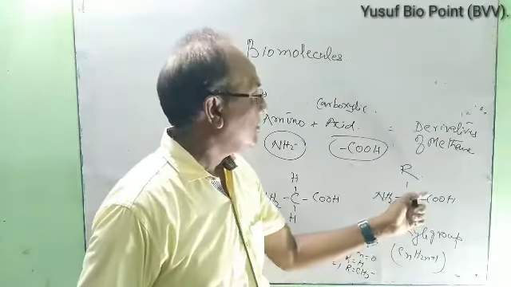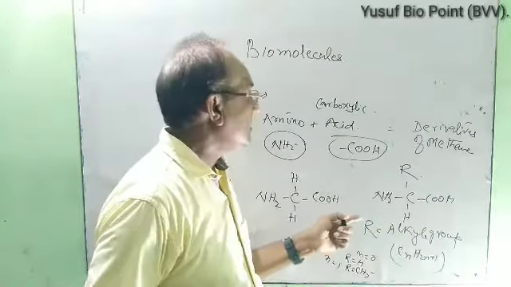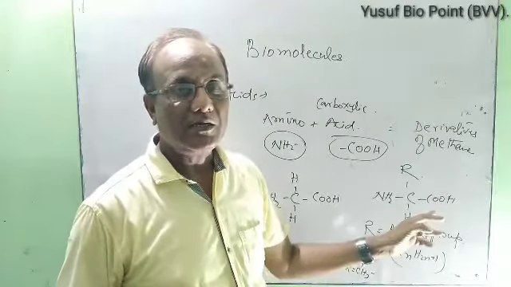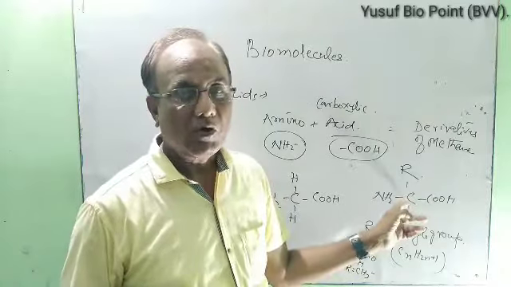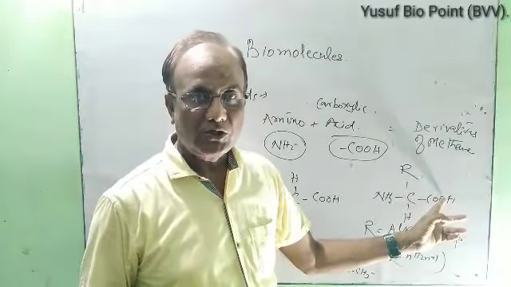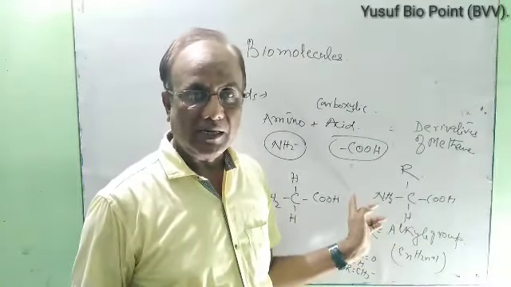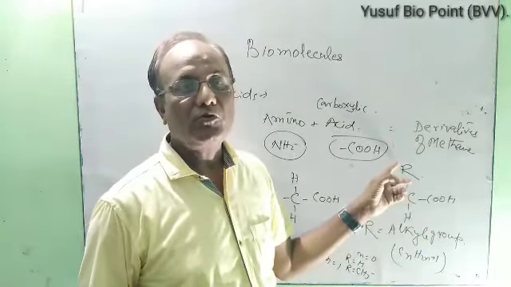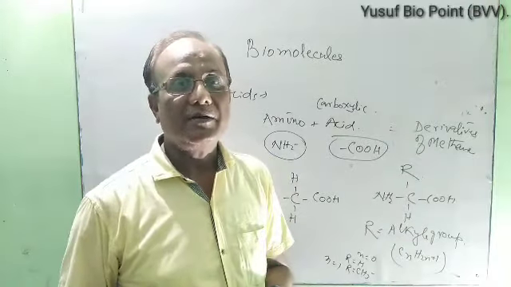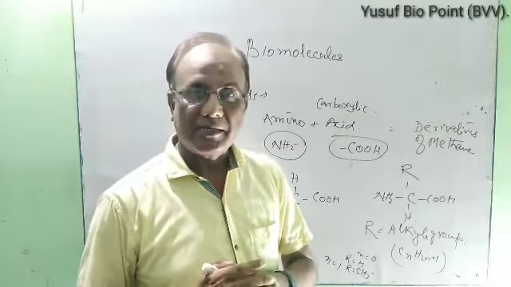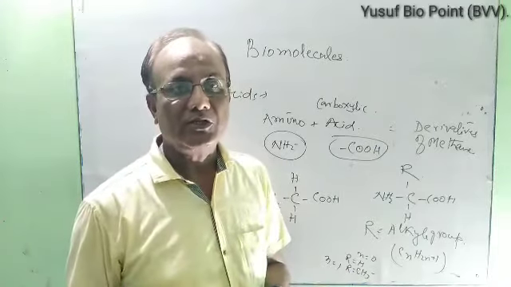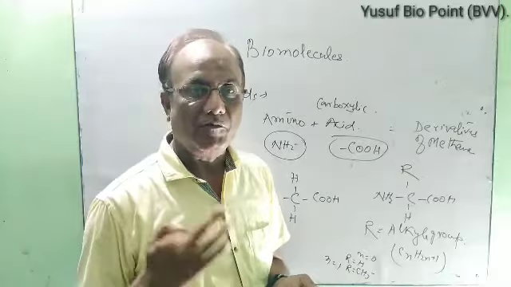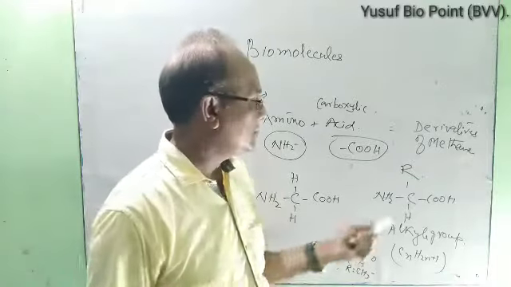Understand? So we can say that in the amino acid, the carbon has four bonds. One is COOH, one is NH2, the third one is H, and the fourth one is an alkyl group. Here any alkyl group can be added, and by the addition of the alkyl group the name and the nature of the amino acid change.